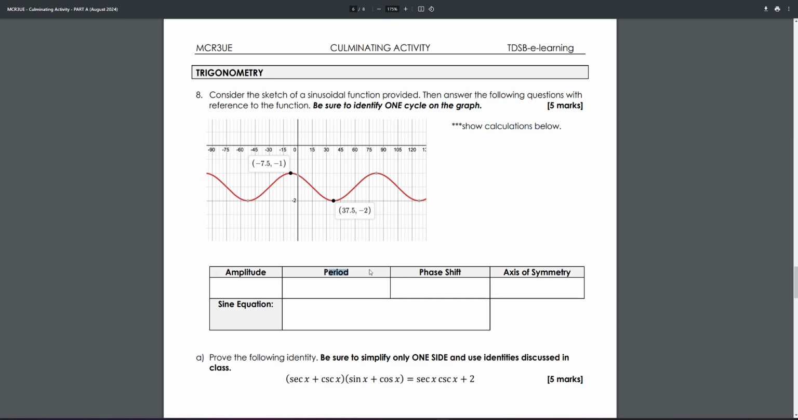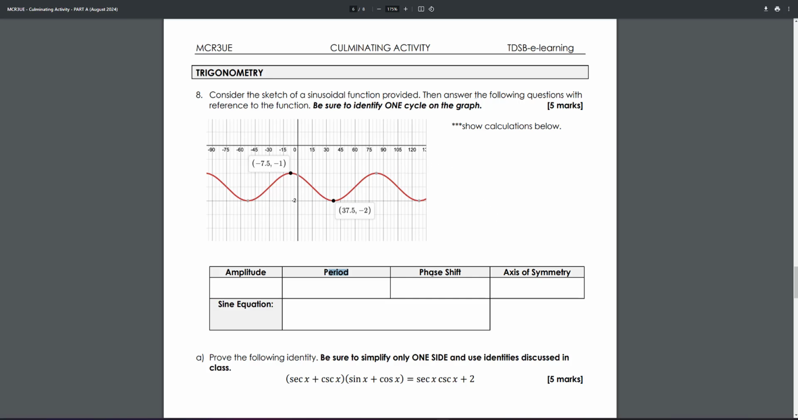Period. Figure out the period. There's an equation for period. Here, I'll even tell you. Equation period: period is equal to 360 divided by k. Amplitude is equal to, hold on, I don't want to mess this up, max minus min divided by 2.